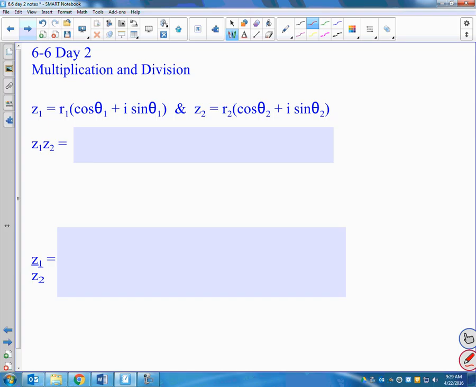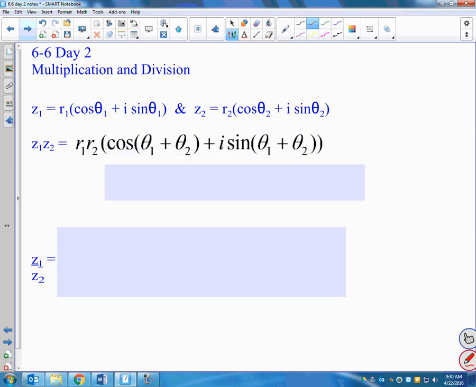But yesterday we did trig form of a complex number, where you can write it as r times cosine of theta plus i sine of theta. This is just 2 of them, right? So I use r sub 1, r sub 2. This means 2 different trig numbers. If you're going to multiply these together, you just multiply the r's. So that's really easy, right? But then you're going to add the thetas. So you're going to multiply the r's, and you're going to add your thetas together.